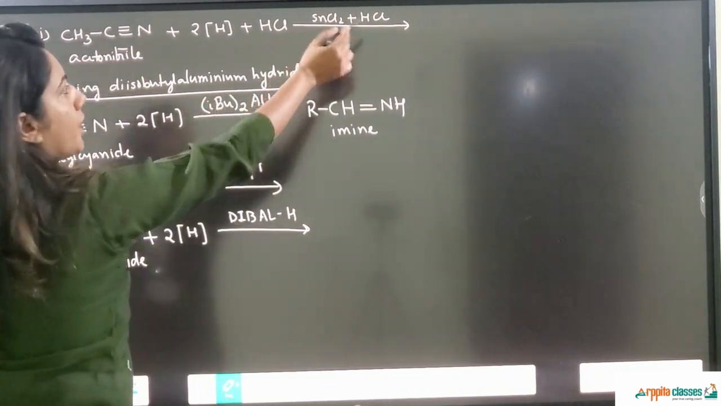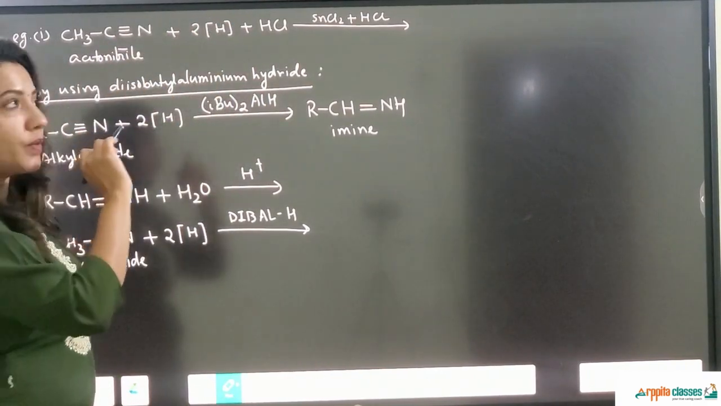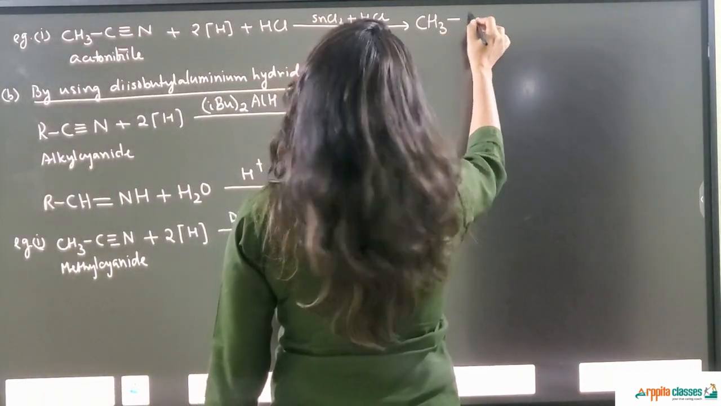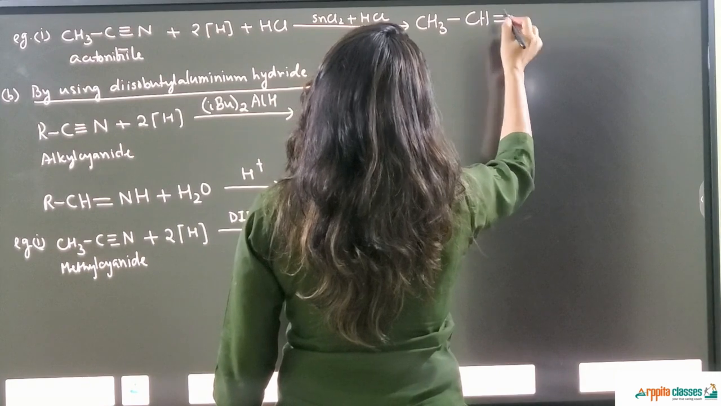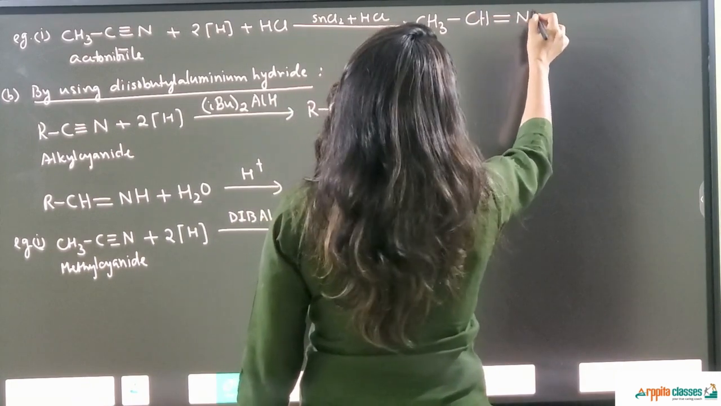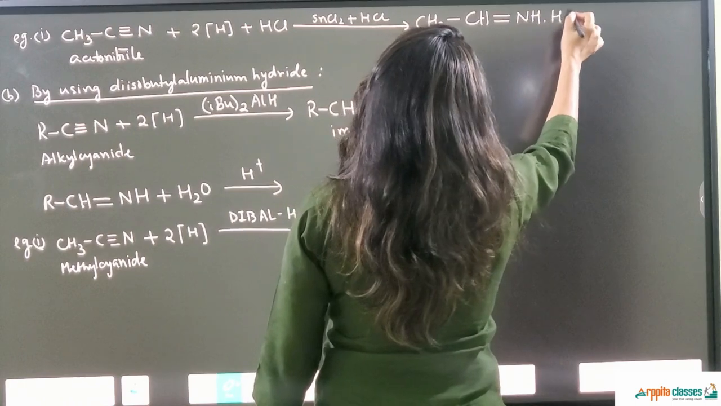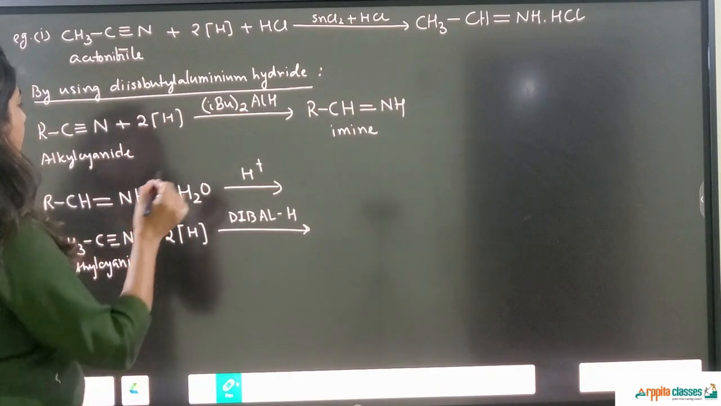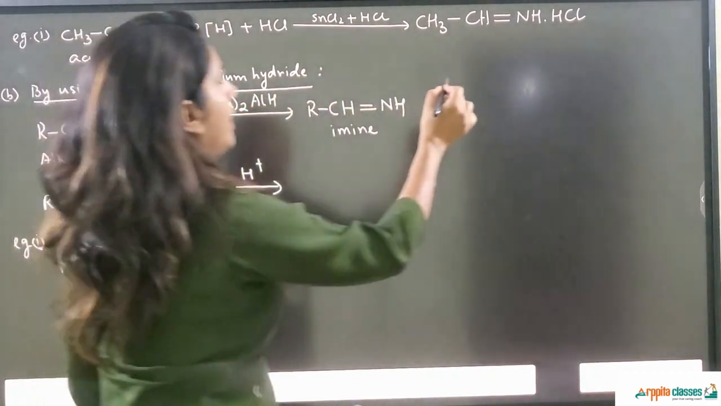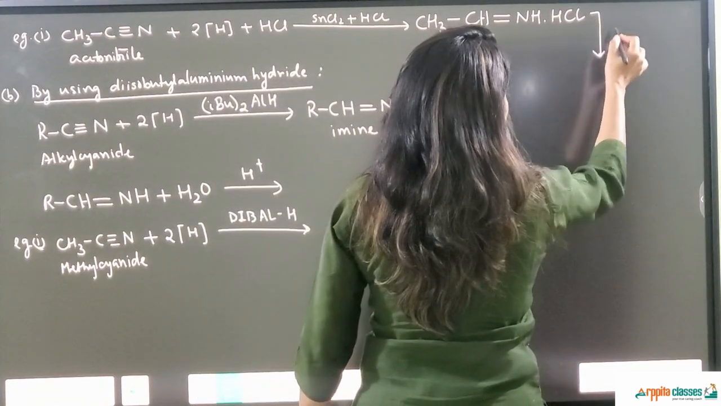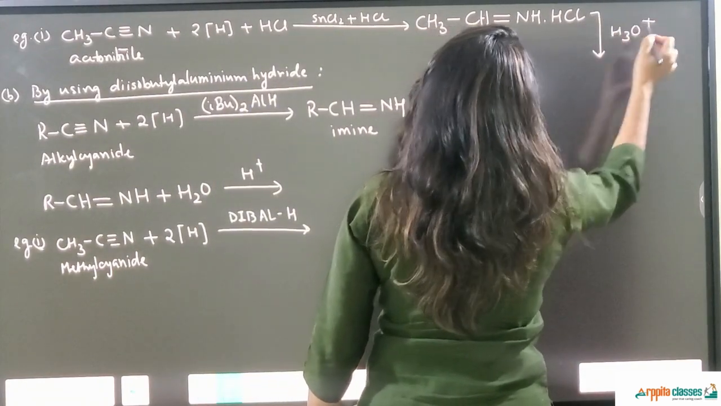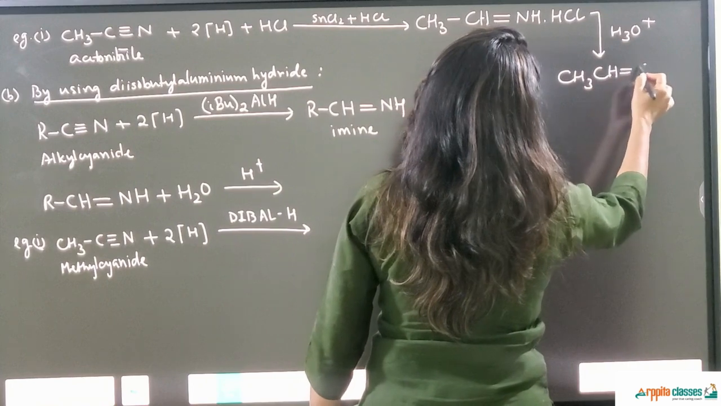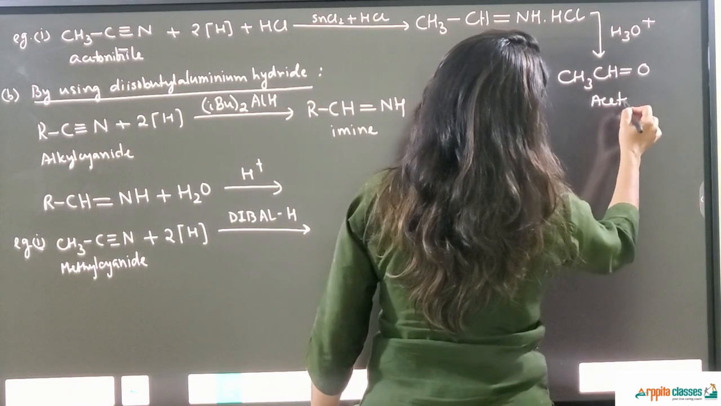SnCl2/HCl is providing two nascent hydrogens in the presence of HCl. You are first going to get imine: CH3, add one hydrogen over here, the triple bond will reduce to a double bond, add one hydrogen with nitrogen, and dot HCl. Now this is imine hydrochloride. Now this will react further with H3O+, acidic hydrolysis. So you are going to get CH3CH double bond O. This is your acetaldehyde.